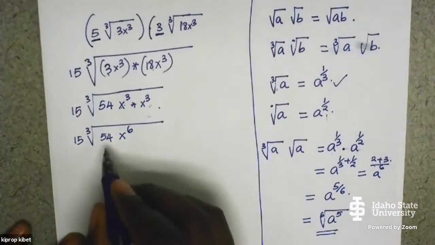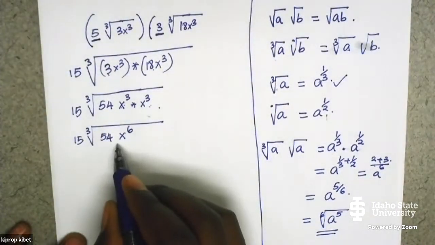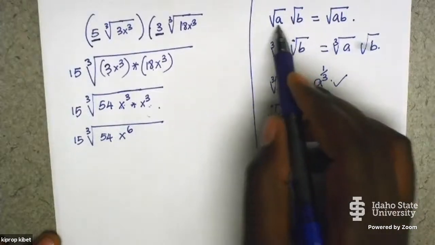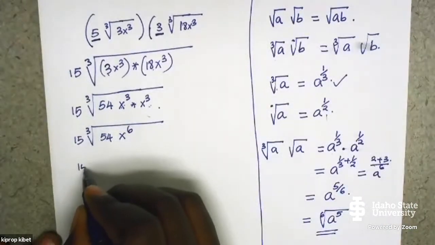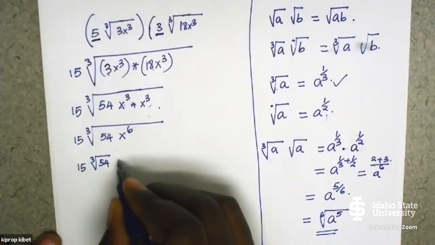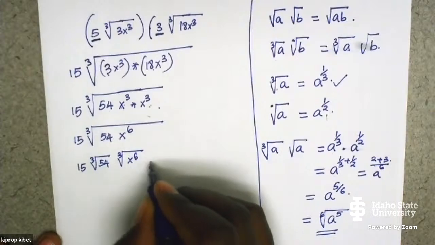And finally, we need to simplify this. Now, we can distribute the root here, just like this. So 15, the cube root of 54, the cube root of x raised to 6.